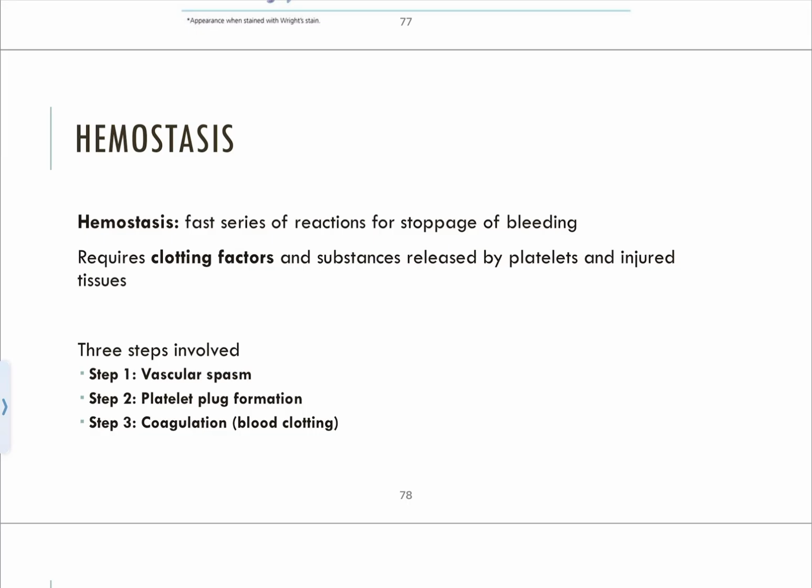Vascular spasm would be the first step, platelet plug formation is the second step, and then coagulation or blood clotting would be the final step. After we form our clot, it is going to retract and it'll eventually dissolve and be replaced by a fibrous tissue, and that will be like a permanent way to prevent blood loss in the future.